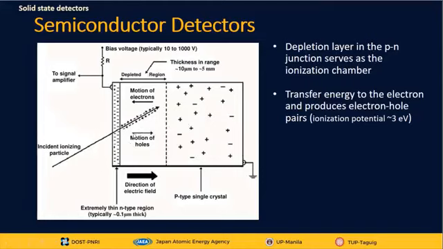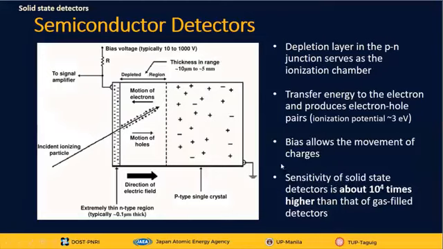The transfer of energy to the electron produces electron-hole pairs with an ionization potential of approximately 3 electron volts. Since the energy of alpha particles ranges from 3 to 6 mega electron volts, and the band gap of this semiconductor is about 3 electron volts, there will be millions of electron-hole pairs produced in this semiconductor detector. This will lead to the movement of electrons to the circuit, measured as a current pulse. So the sensitivity of solid-state detectors is about 10 to the 4 times higher than that of gas-filled detectors due to this lower ionization potential.